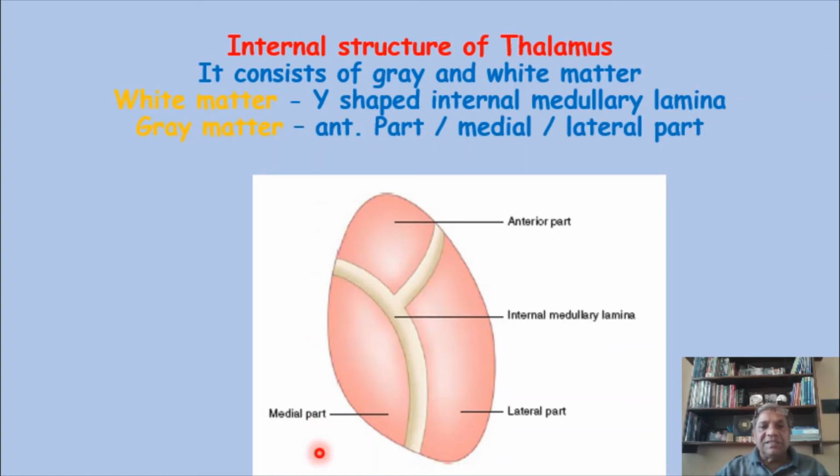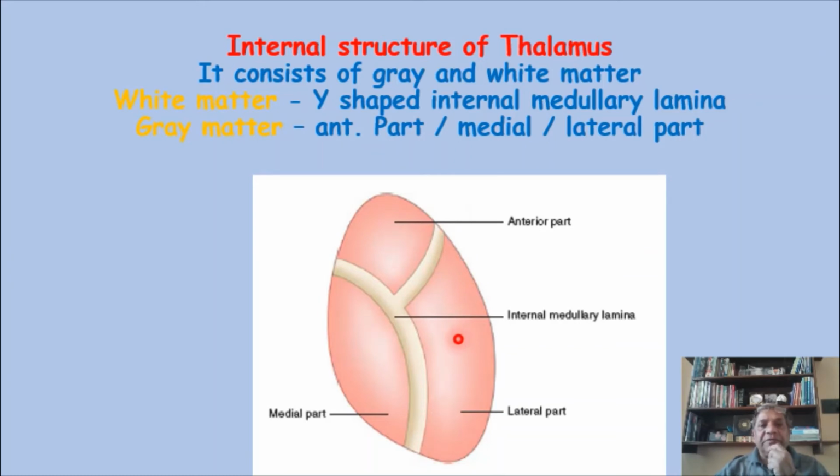This is the medial side and this is the lateral side, which is in relation to the internal capsule and reticular nucleus. The medial side forms the wall of the third ventricle, covered by ependyma, and this is the Y-shaped internal medullary lamina. About the external medullary lamina we have already seen. This surface, where I am moving my cursor, is covered by white matter and is in relation to the external medullary lamina. That's why this is called the internal medullary lamina.